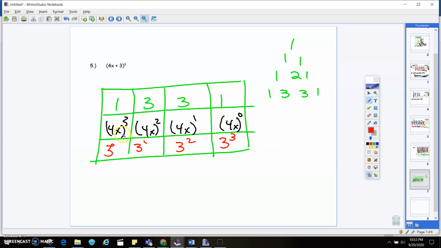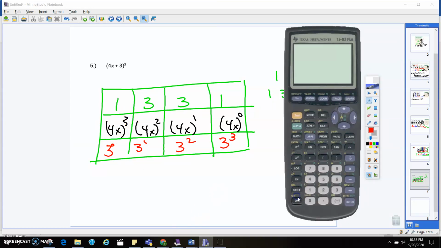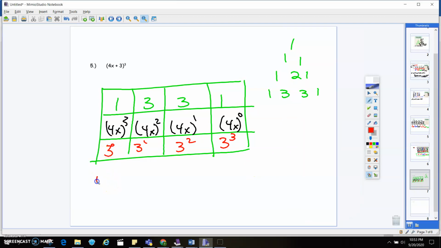So 1 times 4x to the 3rd. But remember, you got to raise 4 to the 3rd power. So we go into our handy-dandy calculator and say 4 raised to the 3rd power, because that's 64. And 3 to the 0 power is 1. So we've got 64x to the 3rd power. That's this one over here.